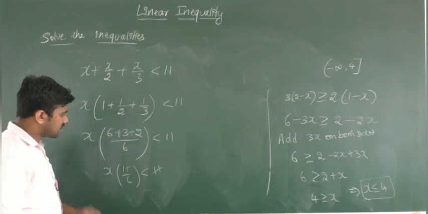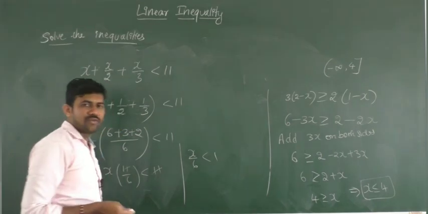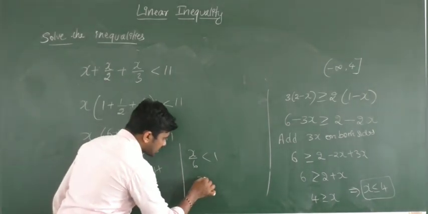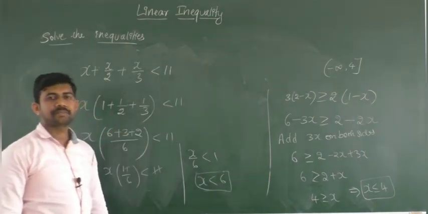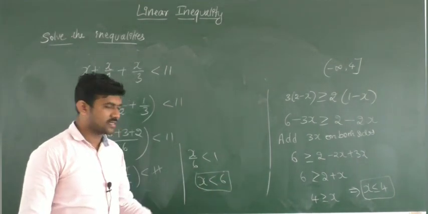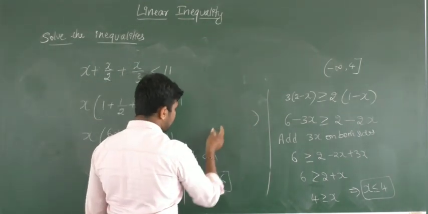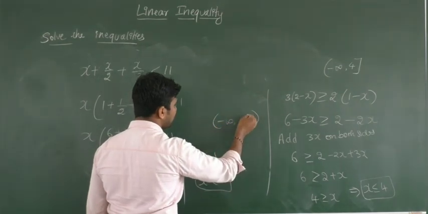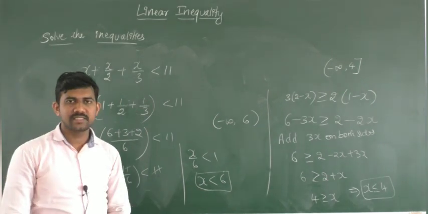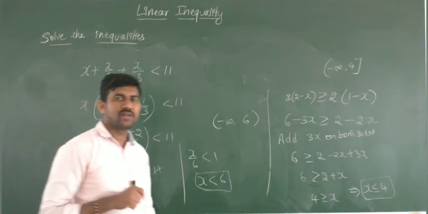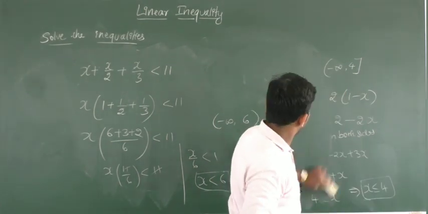So x by 6 less than 1, or x is less than 6. X is less than 6. So what is the solution set we'll get here? X is less than 6 means minus infinity to 6, excluding 6 here. Strictly less than 6. Understood how to solve this question? Now like that, we have the next question. See that.